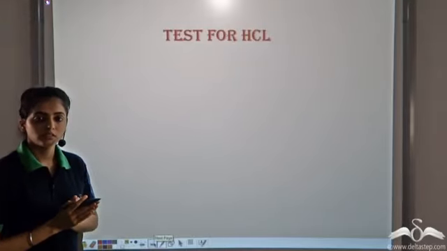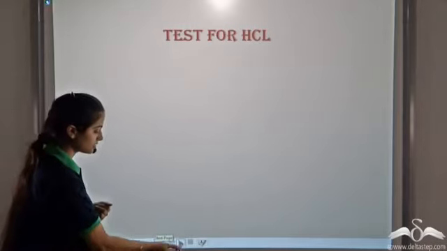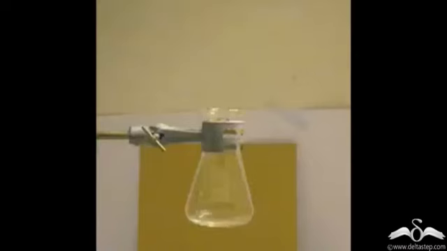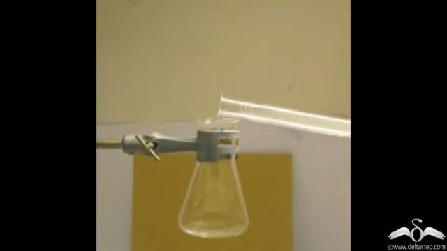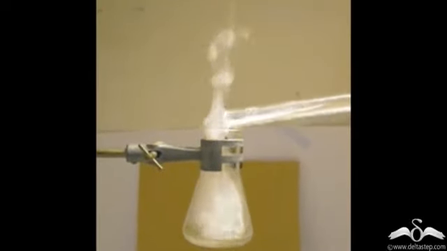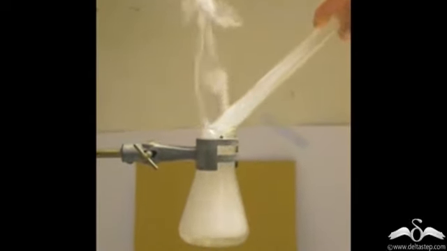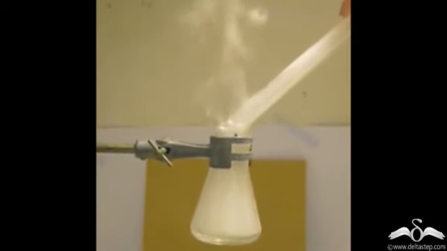Now let's test HCl. HCl is a colorless liquid. So we have a chemical test. This flask contains ammonia gas. Now we'll bring the colorless liquid and we add it to this ammonia gas. Observe what happens. As we add the colorless liquid to ammonia gas, we see dense white fumes being formed. This proves that the colorless liquid is HCl.